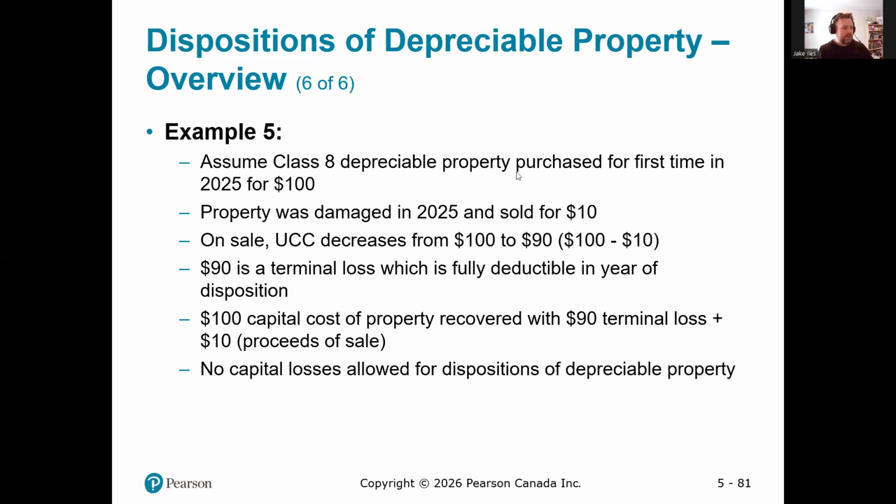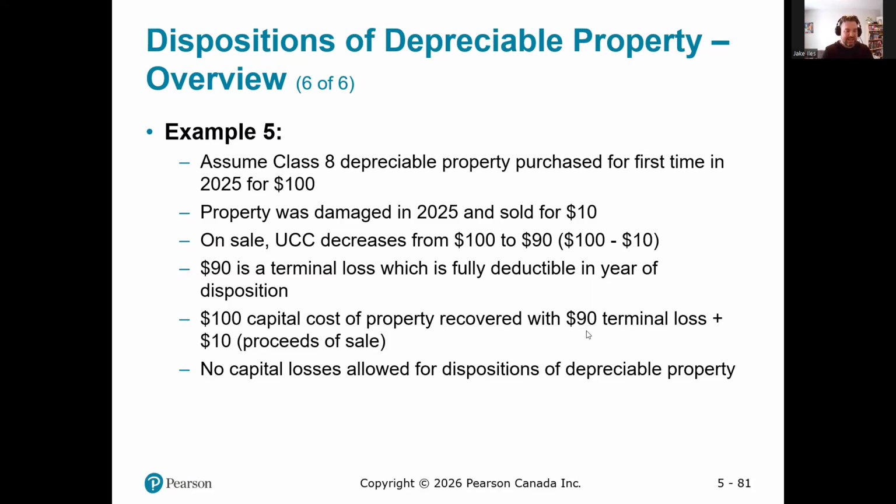So if it was purchased for the first time in 2025 for $100, property was damaged in 2025 and sold for 10. So we bought it for $100, but it got damaged and we disposed of it in the same year. Since we haven't gotten to the end of the year, CCA has not yet been taken. On sale, UCC decreases from 100 to $90. So that's 100 minus 10. That's what we sold it for. So we lost $90 of value in that first year. So $90 is the terminal loss, which is fully deductible in year of disposition.